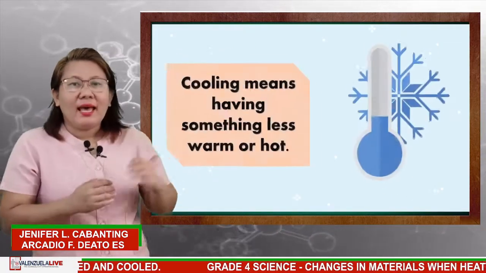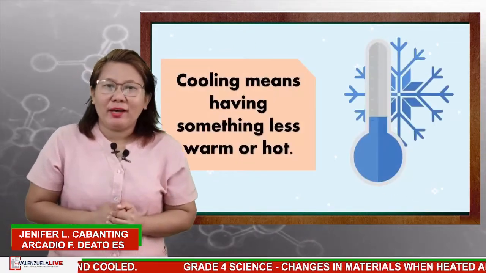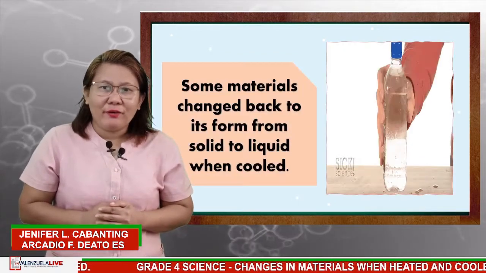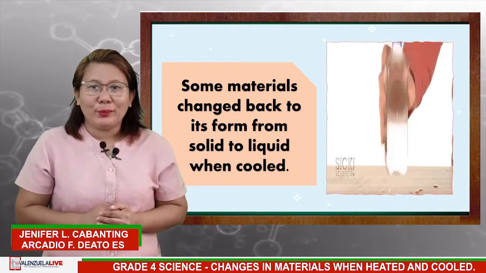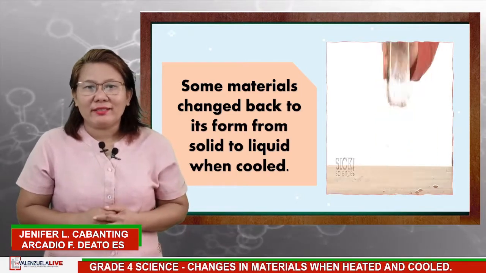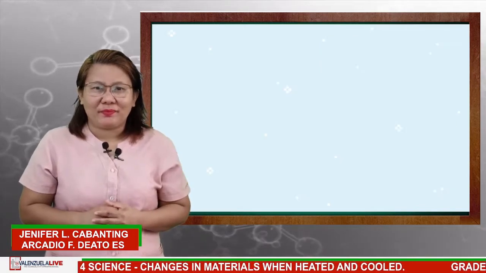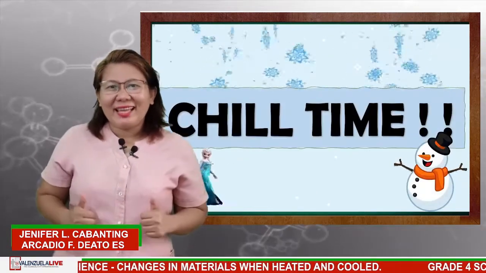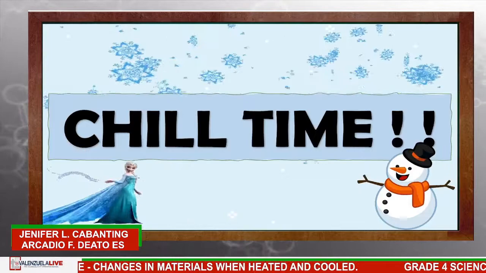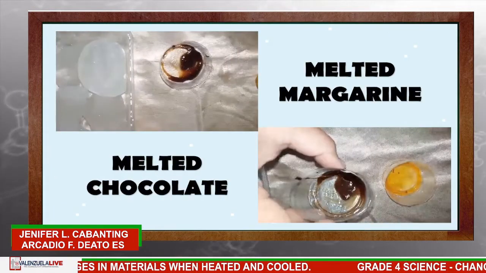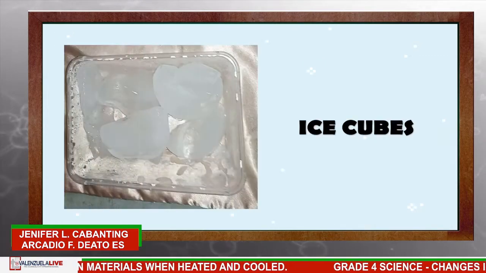Cooling means having something less warm or hot. Some materials change back to its form from solid to liquid when cooled. It also changes its size, shape, and texture. It's chill time! Materials needed: melted margarine, melted chocolate, and ice cube.